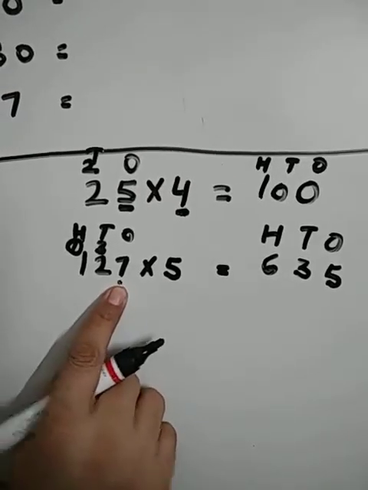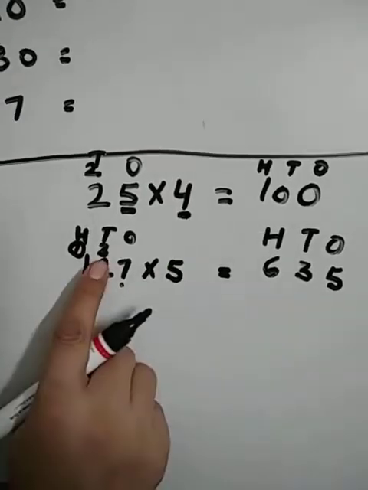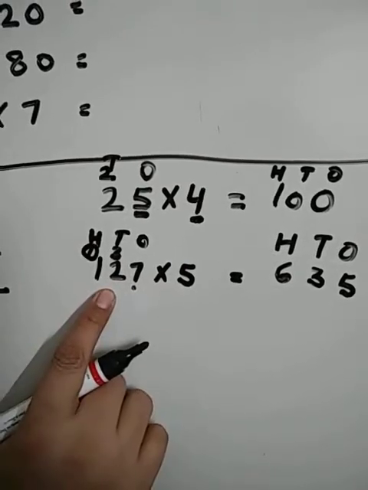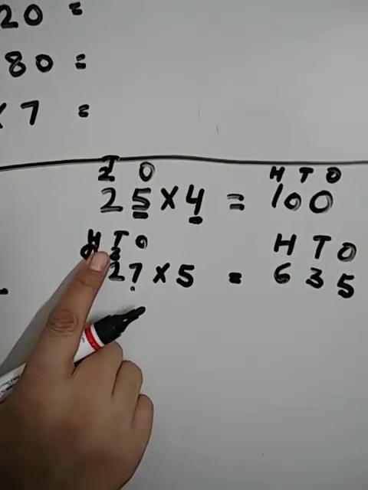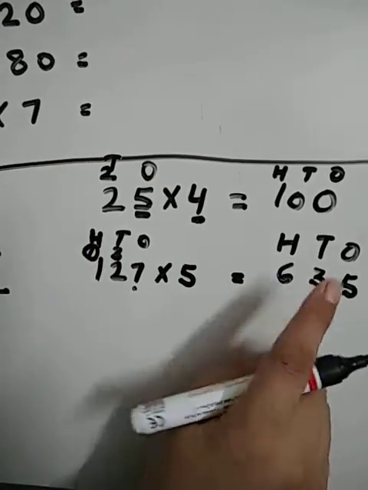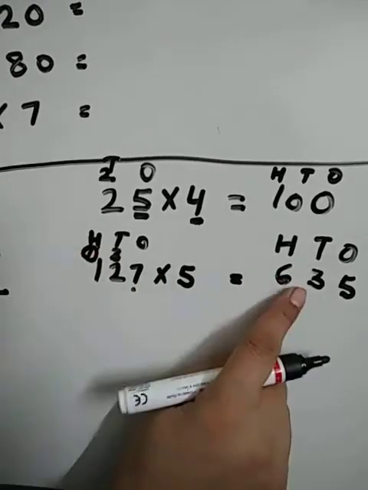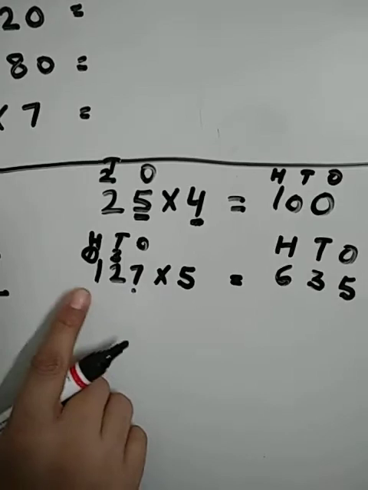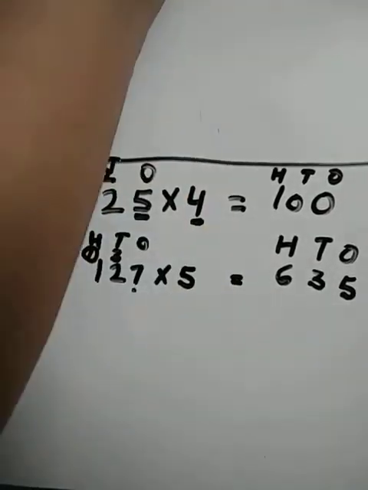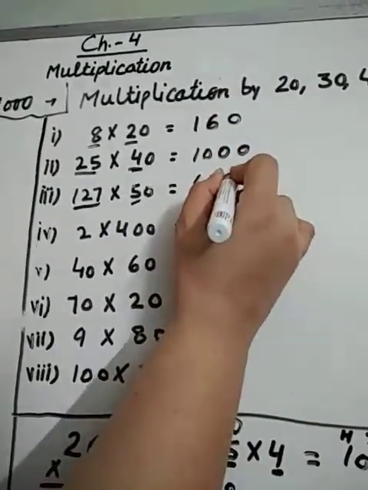5 7s are 35. 5 here. Give 3 as a gift to the tens. 5 2s are 10. 10 plus 3, 13. I will write 3 here. 1 is remaining left, and 1 I will give to the hundreds place. 5 ones are 5. 5 plus 1, 6. So my answer is 635.